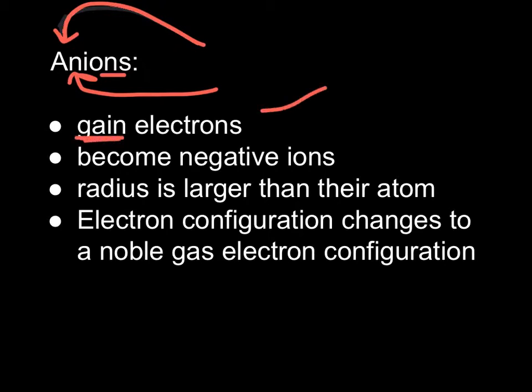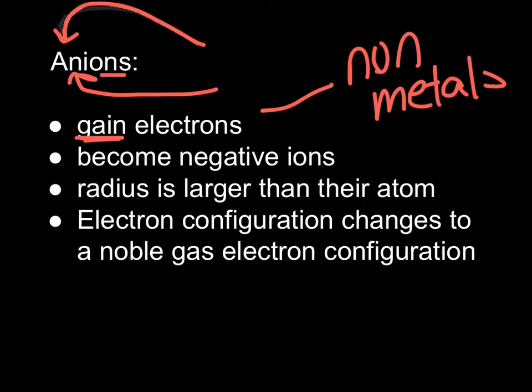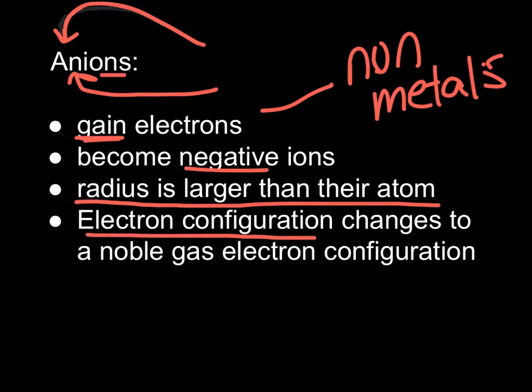The things that mostly gain electrons are the nonmetals, or the elements that are on the right side of the periodic table. They become negative ions. That's why they're anions. Their radius gets bigger because they are gaining electrons, and the electrons are making the shells expand. And the electron configuration will change to that of a noble gas electron configuration. Let me show you what I mean by that.